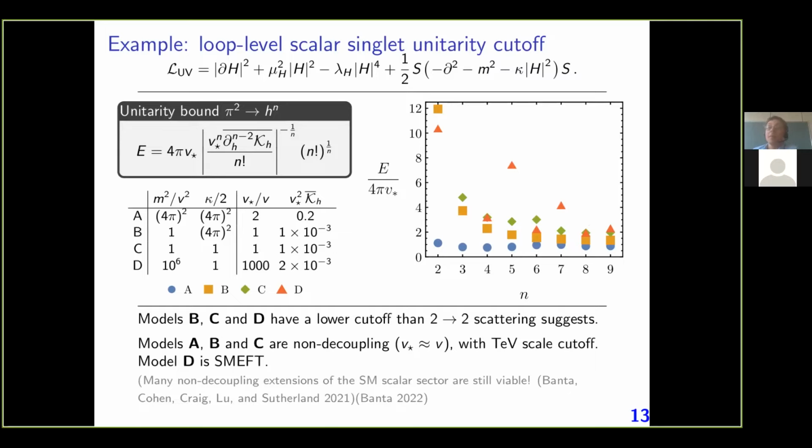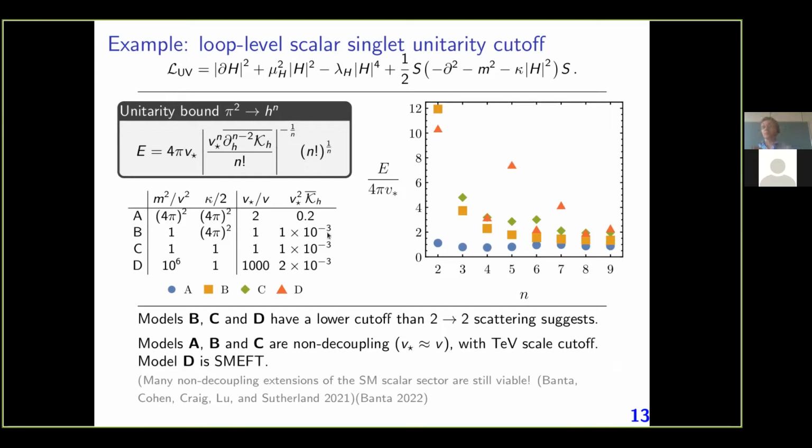Moreover, what we can see is that there's a set of models, so that's B, C, and D, for which V star squared bar KH is small, you can see in the table. And what this means is that the unitarity cutoff that we get from looking at the low point amplitude for n equals 2 is much less stringent than, let's say, the true unitarity cutoff of the theory.